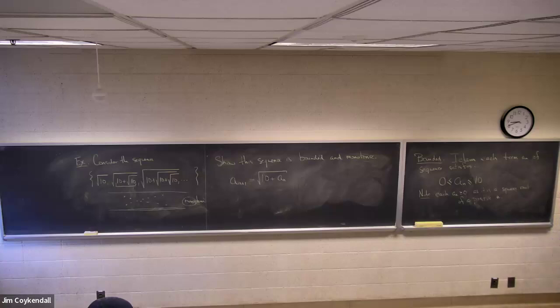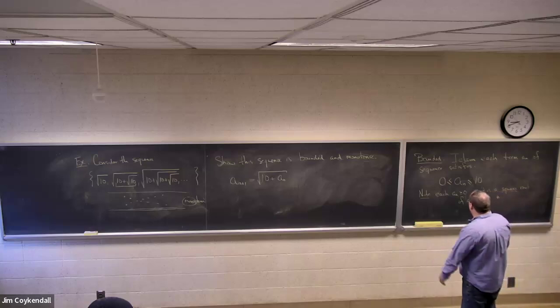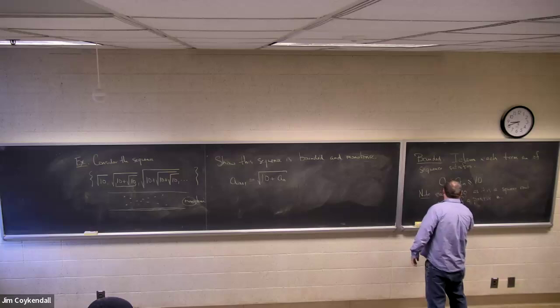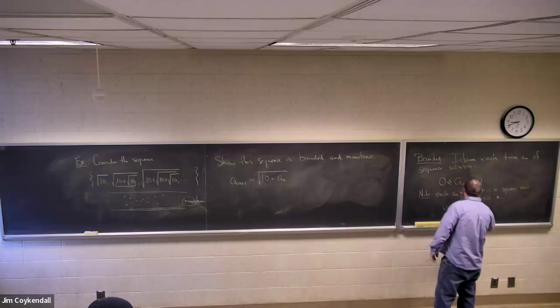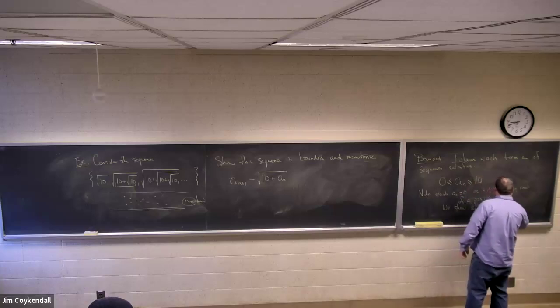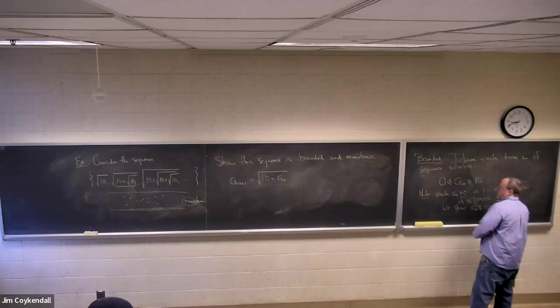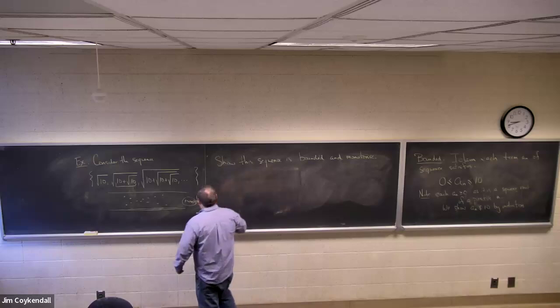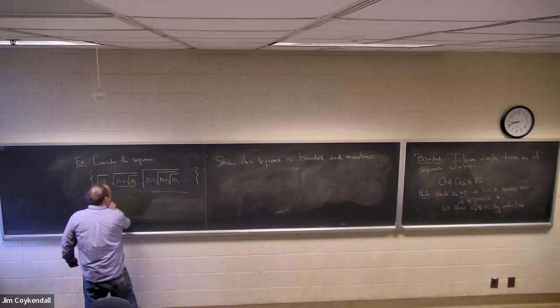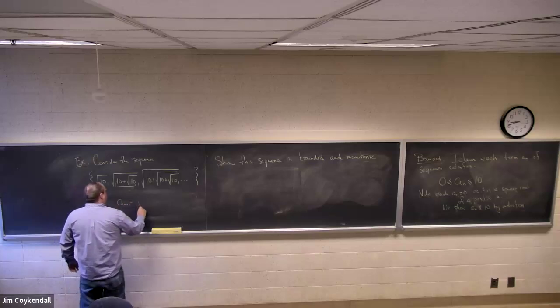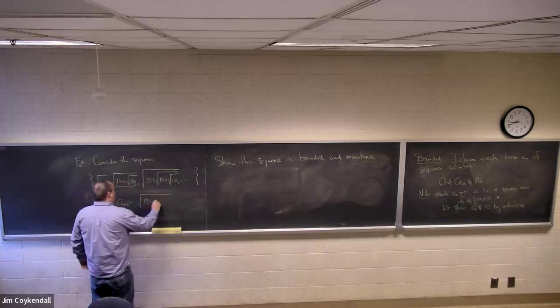Each a_n is greater than or equal to 0 because it's the square root of a positive number. So that's not the interesting part of it. We show a_n is less than or equal to 10 by induction. And I'm going to write my important equation here. That is to say, a_{n+1} is the square root of 10 plus a_n.